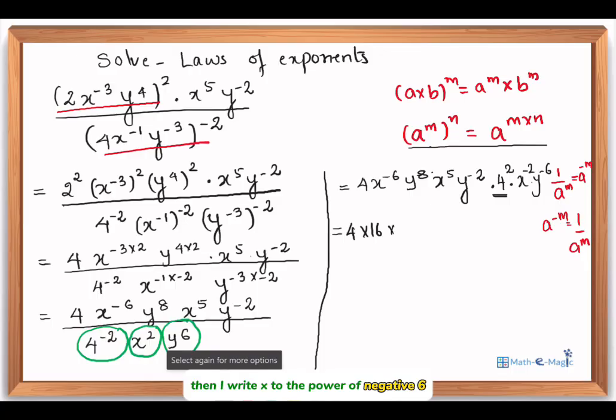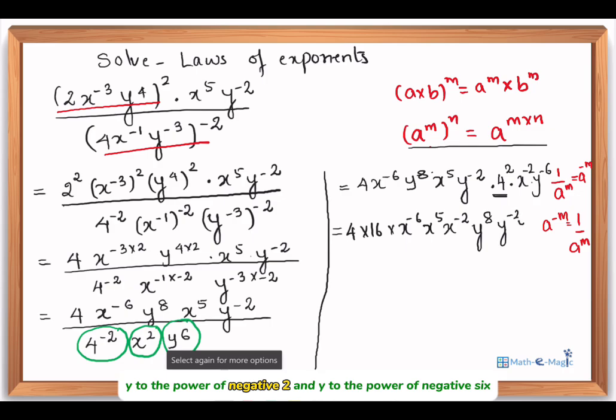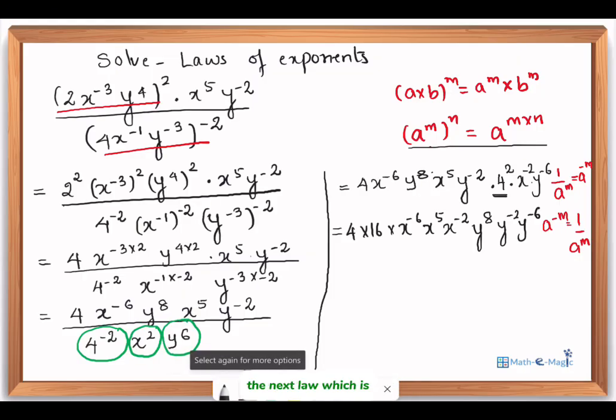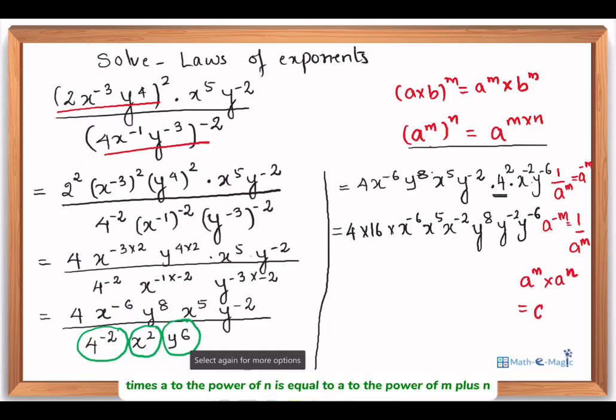Then I write x to the power of negative 6, x to the power of 5, x to the power of negative 2, and then I have y to the power of 8, y to the power of negative 2 and y to the power of negative 6. Okay, so now I'm going to use the next law, which is, we all know that a to the power of m times a to the power of n is equal to a to the power of m plus n. That is, if you multiply two numbers whose bases are the same and they have different exponents, we add those exponents.